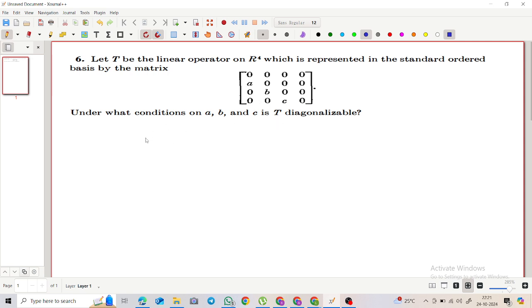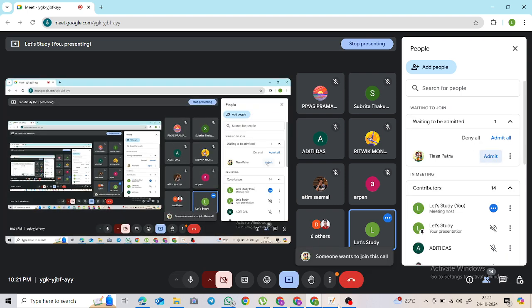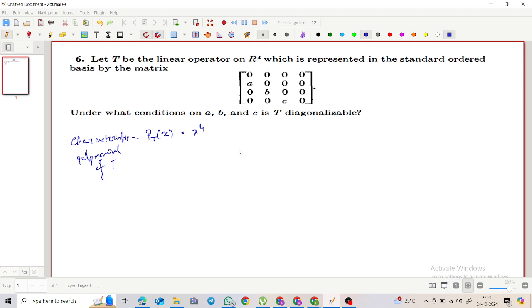So PTX, that is the characteristic polynomial of T. It is what? This is x to the power 4. So 0 is the only possible eigenvalue.